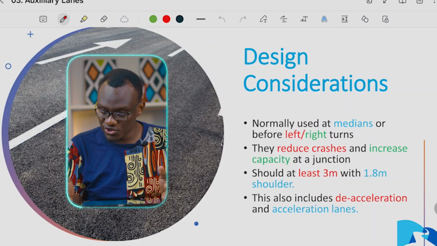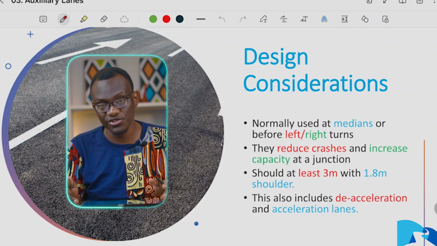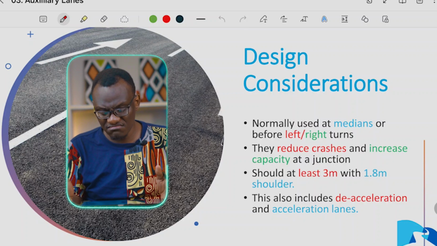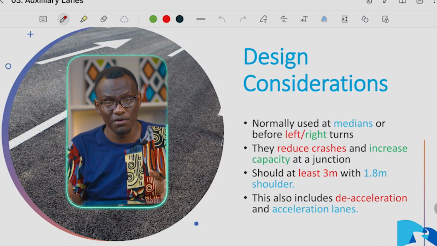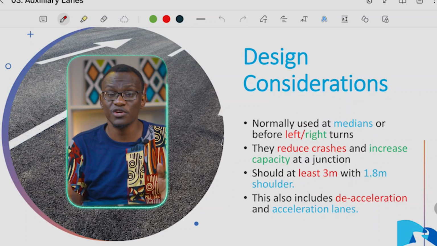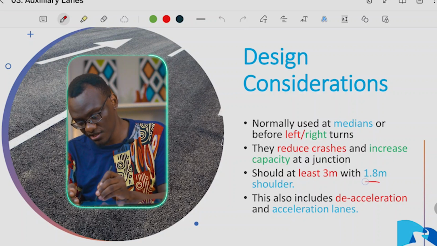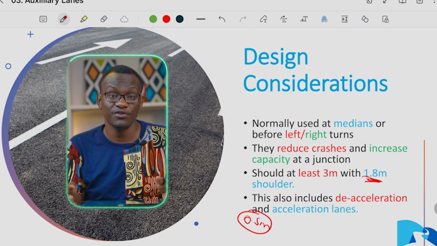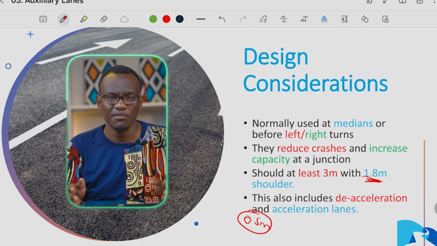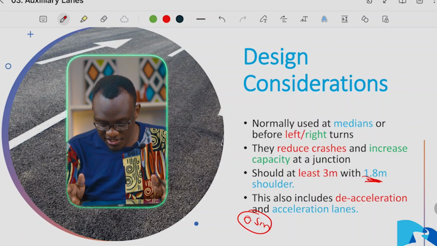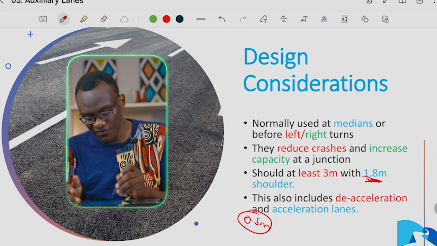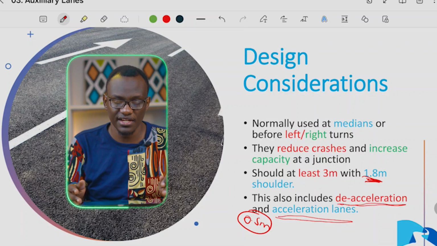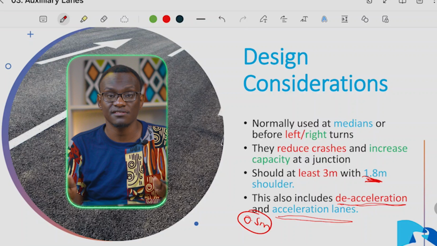And the goal is you want to reduce crashes and increase capacity at the junction, mainly when you do this. You shall find that normally they are at least 3 meters wide with 1.8 meter shoulders. Now there are cases where you will not have a shoulder. There are cases where we just provide shoulders of 0.5 meters if you are in an urban area where you have constraints. But if you don't have the shoulders as 1.8 meters, in most cases they always include acceleration or deceleration lanes. We are going to talk about this as we go on.